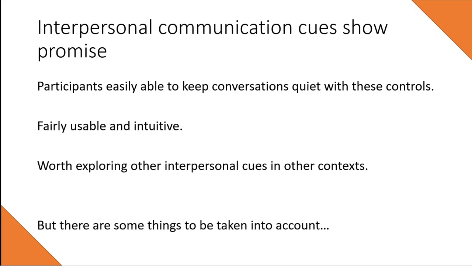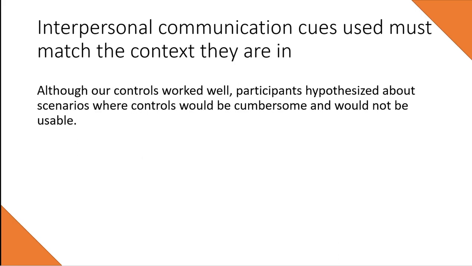However, some things need to be taken into account. First is that if interpersonal communication cues are to be used as privacy controls, they must match the context and situation they are in. There are scenarios and circumstances where the controls work very well, others where they do not. For voice, it is impractical to use in loud environments, where loud background noise would surpass the activation threshold, meaning the privacy control would not be effective. For gaze, it is impractical to use if users are constantly going to be out of sight and range and the smart speaker will not be able to look at it directly.